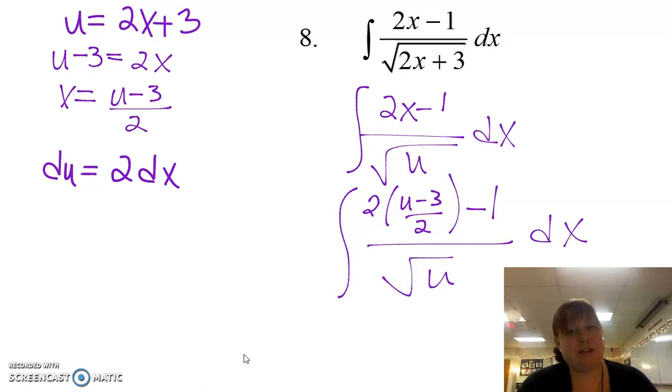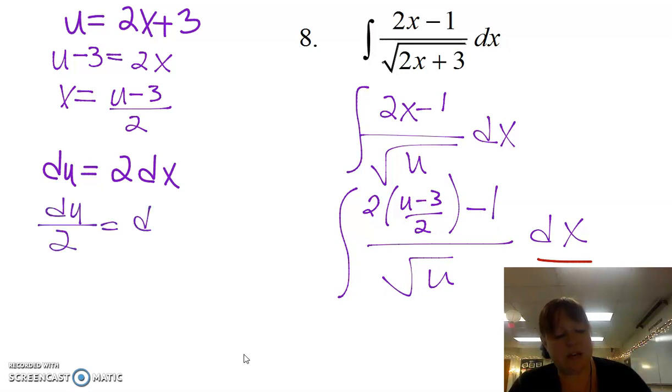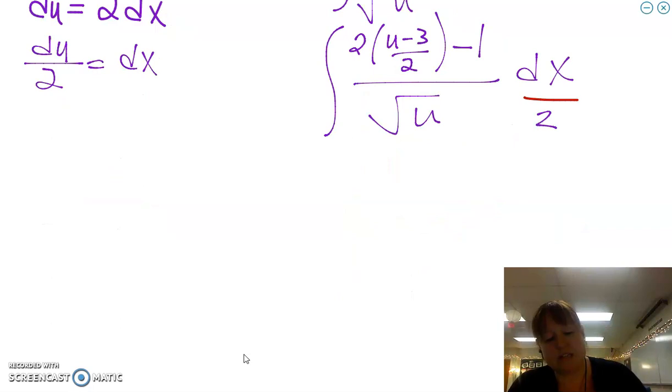But first I'm going to get dx by itself. Sometimes you're going to get dx by itself and sometimes you're not. When I learned u sub, we always got dx by itself. Sometimes it's actually easier not to get dx by itself. So just know that. But all I have right here is a dx. I don't have a 2dx. I can't just sub in 2dx for du. So I need to get dx by itself. So du over 2 equals dx. So I'm just going to replace that dx with du over 2.